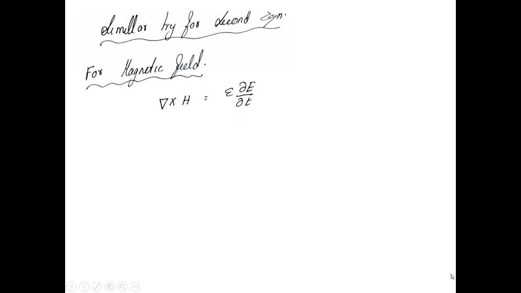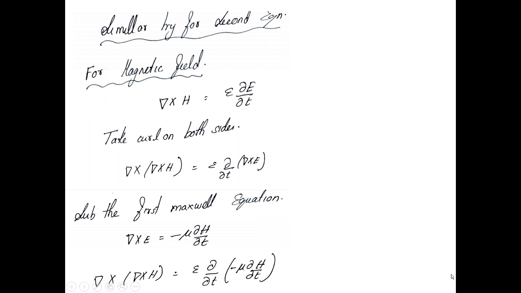Second, we will derive the wave equation for magnetic field, and this is the same as the previous step. So you can similarly try it yourself, following the previous steps, but with equation 2. What is equation 2? Del cross H is equal to epsilon dou E by dou T. So at the first step, take curl on both the sides. After taking the curl, substitute the Maxwell's first equation, del cross E is equal to minus mu dou H by dou T. Take the constant term outside.